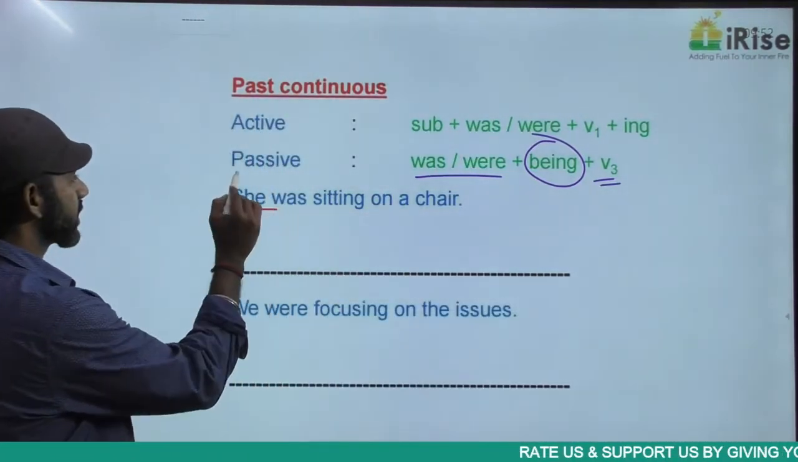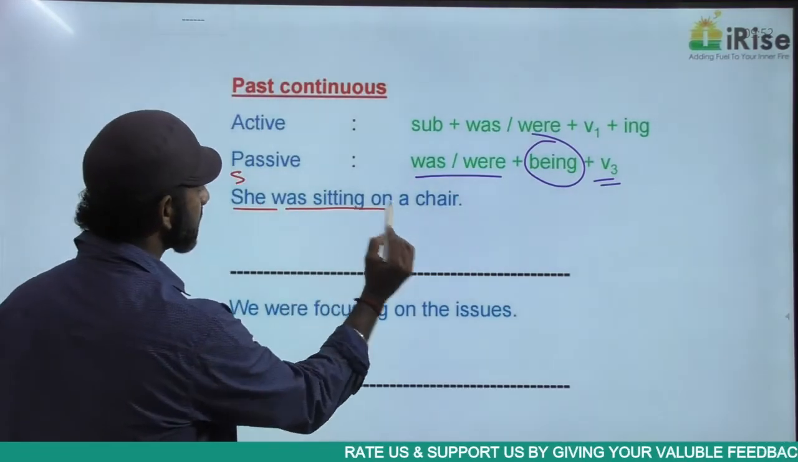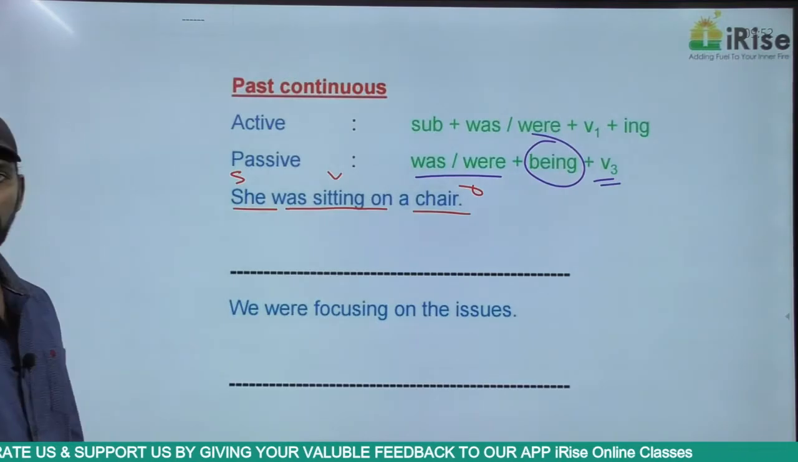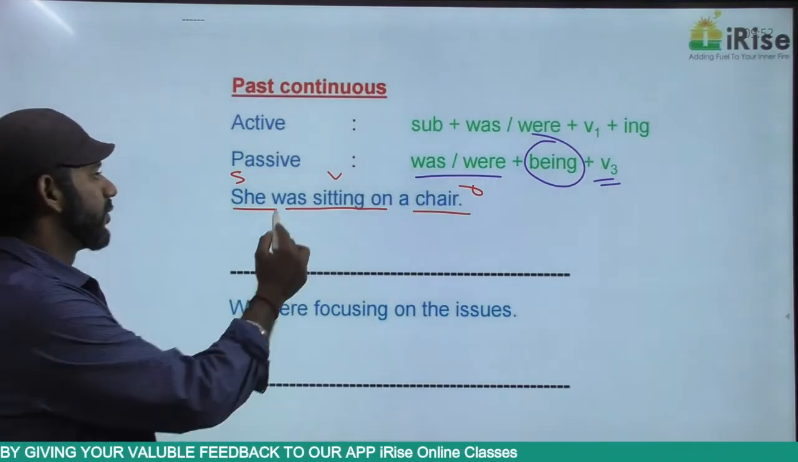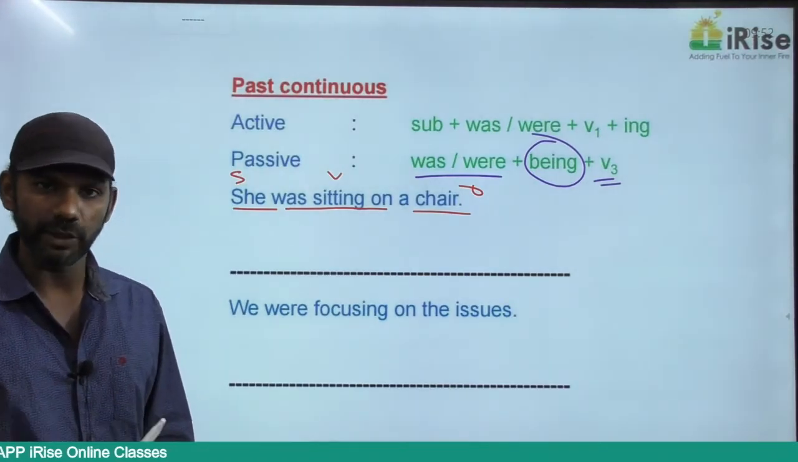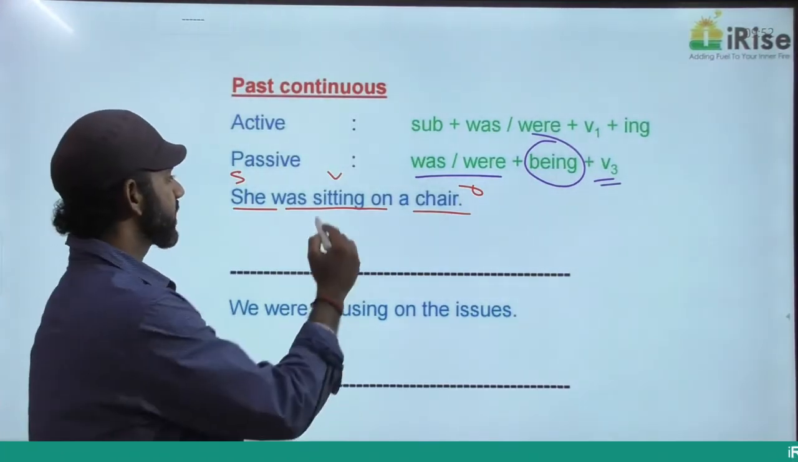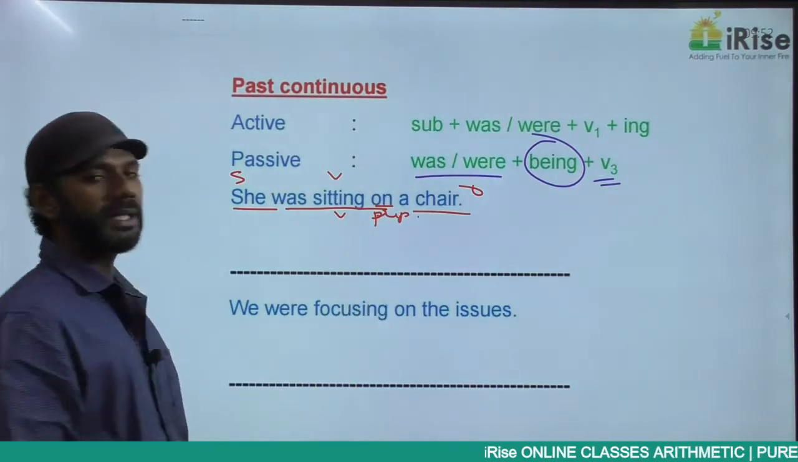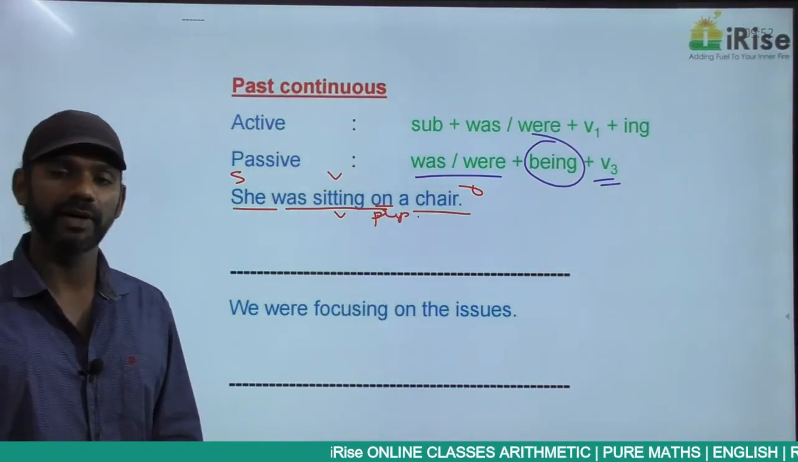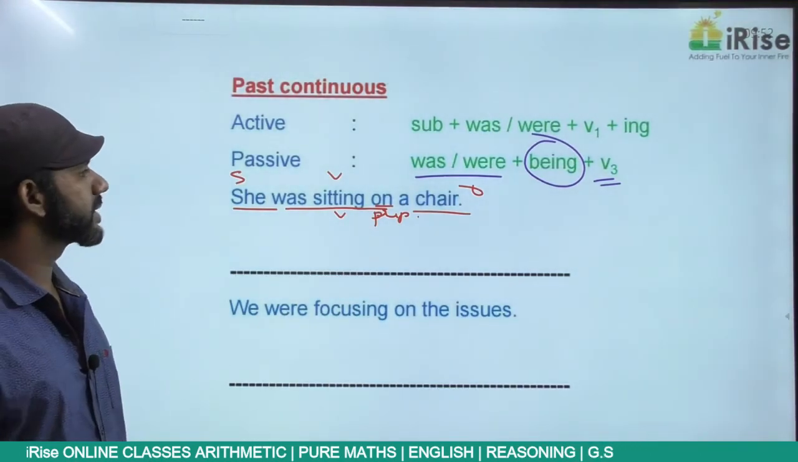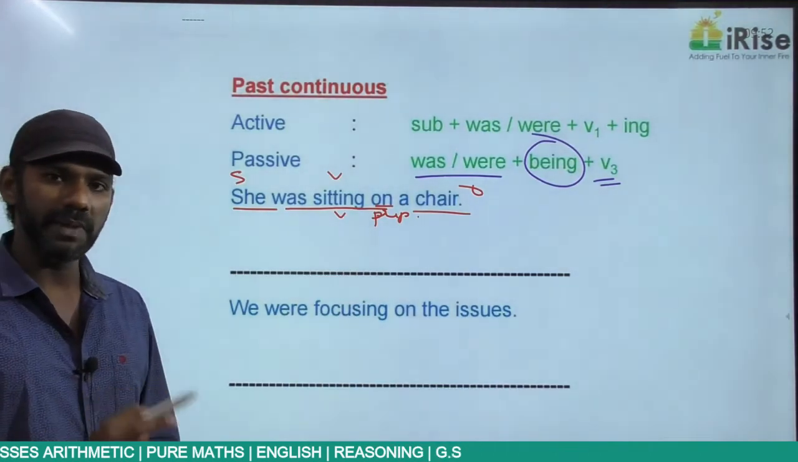The subject here is she. Was sitting on is a verb here. A chair is the object. Subject, verb, object, active voice. Was sitting is was plus V1 plus ing, past continuous. Sitting on: sitting is a verb, on is a preposition, so sitting on becomes a phrase. We cannot divide, or we should not divide the words in a phrase. So, she was sitting on a chair, active voice, past continuous.